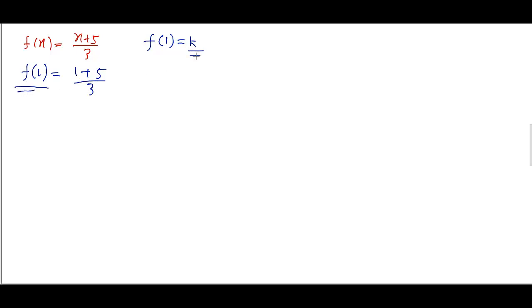So we will replace k with f of 1. So it will become k is equal to 1 plus 5, which is 6. 6 divided by 3 is 2. Therefore, k is 2.